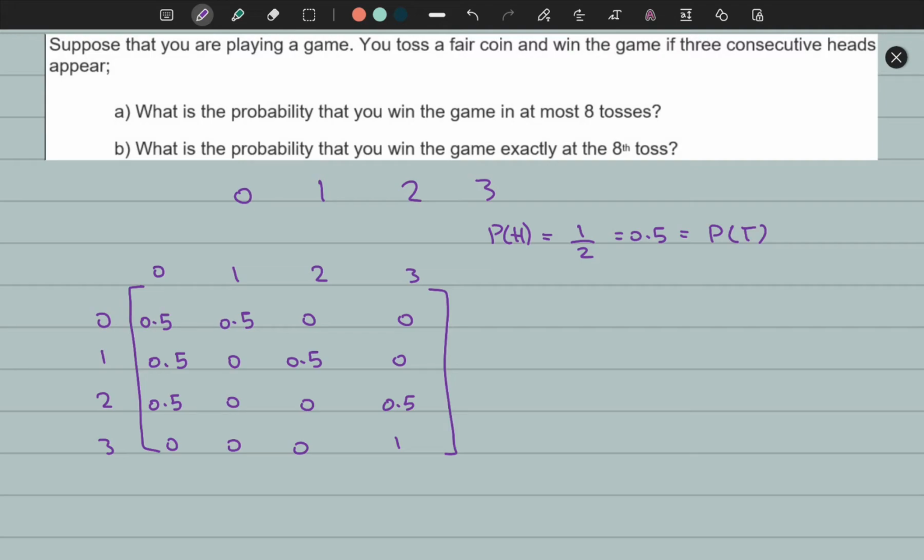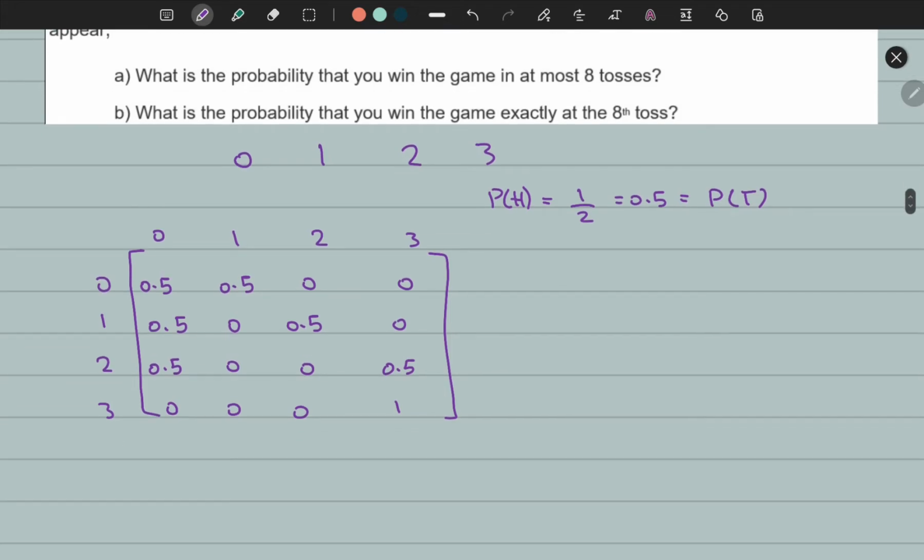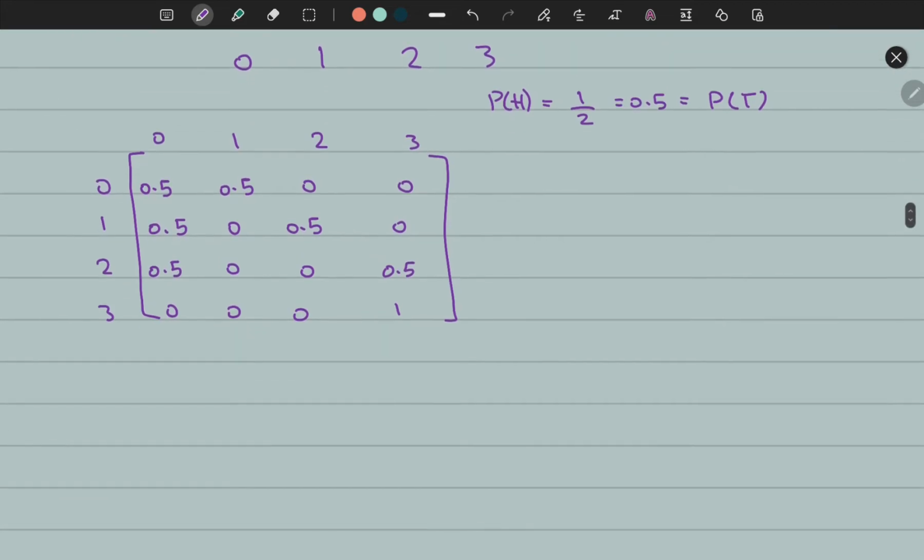Because the whole run of heads gets broken by the tail, so we go back to 0. Finally, if we reach 3, the game is over. We won. So from 3, it's only going to 3, basically.